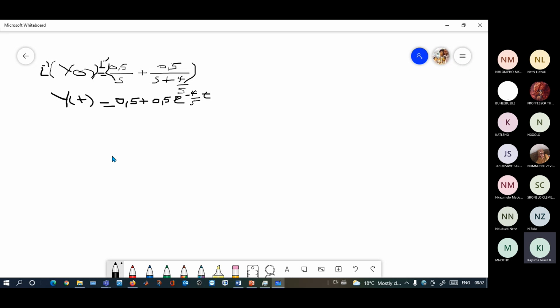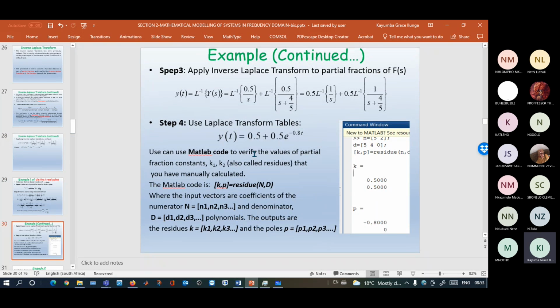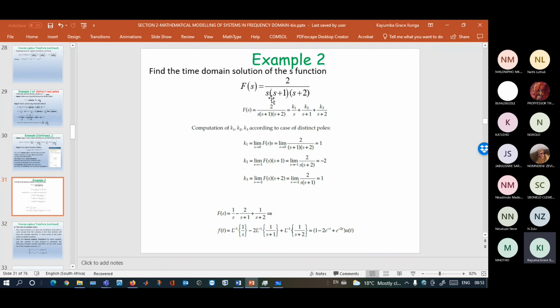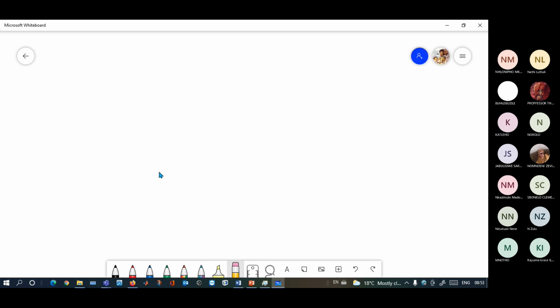So let's now take this example here. I think we must have an example in our notes here. Okay, which is F of s is equal to 2 over s plus 1 times s plus 2. Let me delete this one, then we can start afresh with a new one. Okay, good. So we have this one.